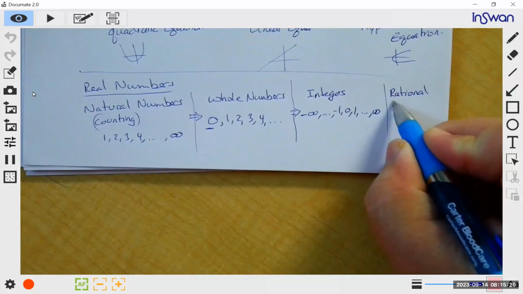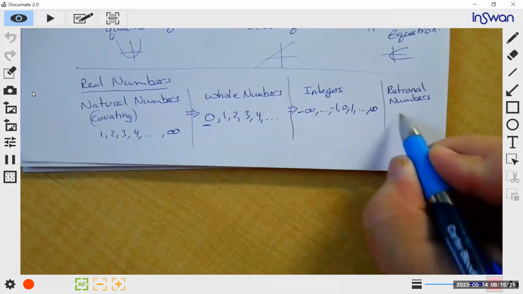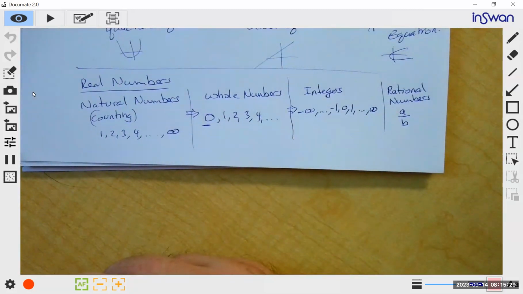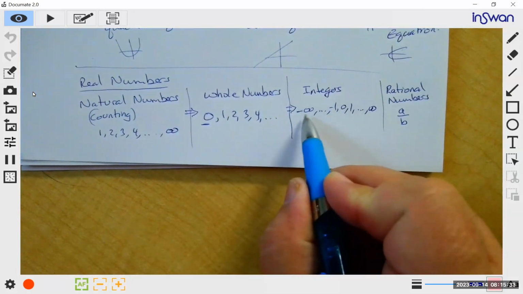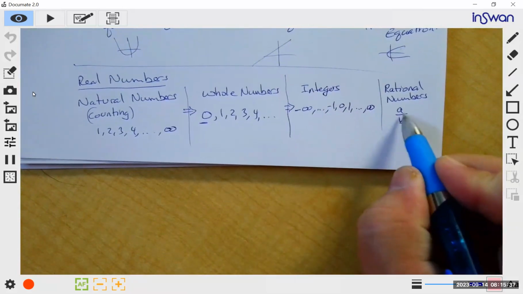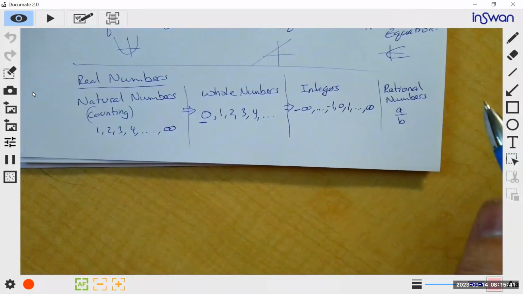The rational numbers. These are your fractions. Because in the integers, we're going from negative infinity to positive infinity, but we don't talk about any decimals. This one goes from negative infinity to positive infinity, including decimals.